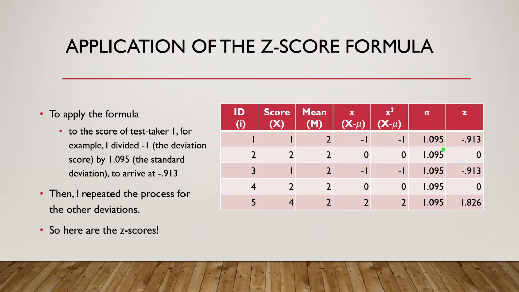As a second example, for the second test taker, the deviation from the mean was 0, so that's a z-score of 0. Pretty straightforward. For the last test taker, test taker number 5, the deviation score was 2. I divide that also by 1.095, the standard deviation, and I get a z-score of 1.826. And by doing that, I get all the z-scores that we need for this set of data.